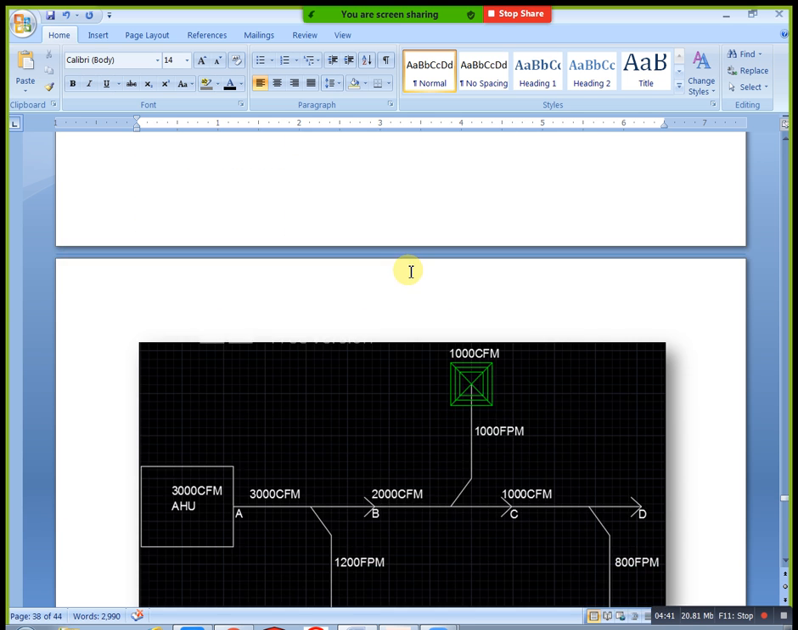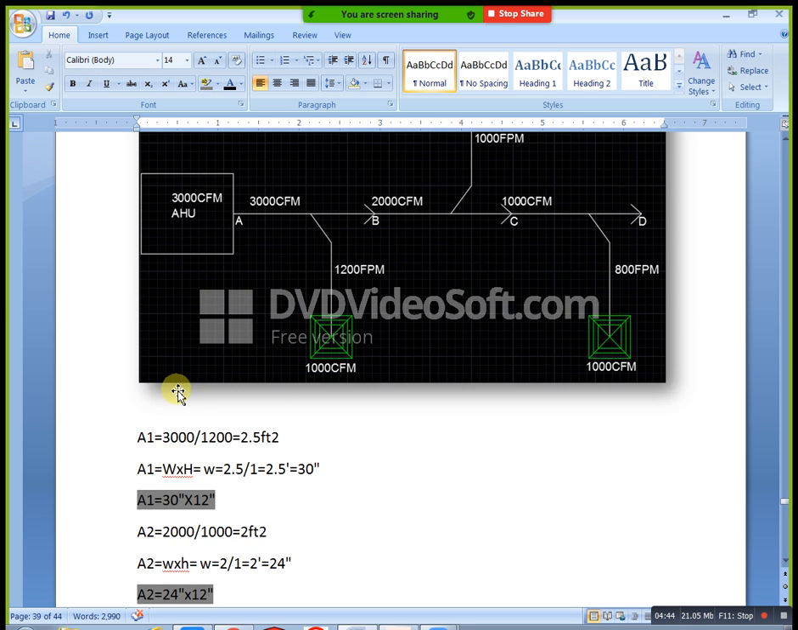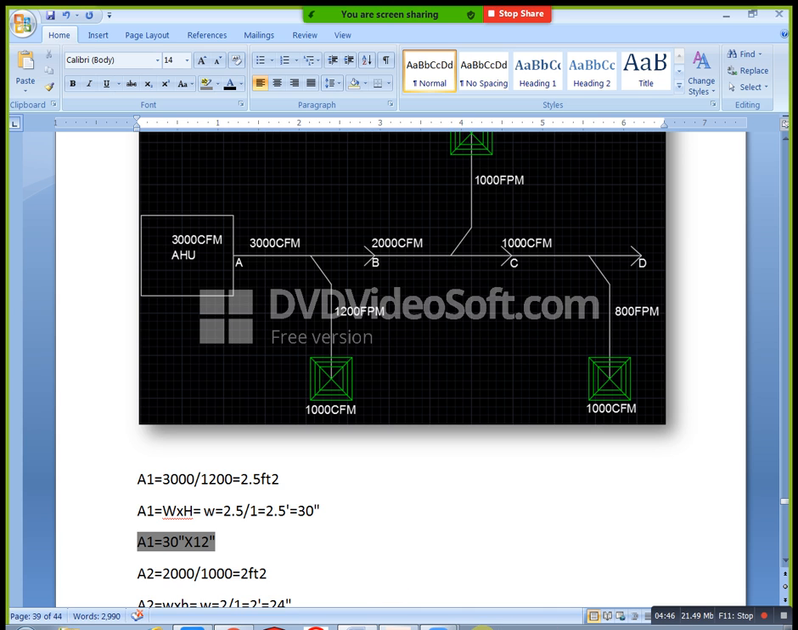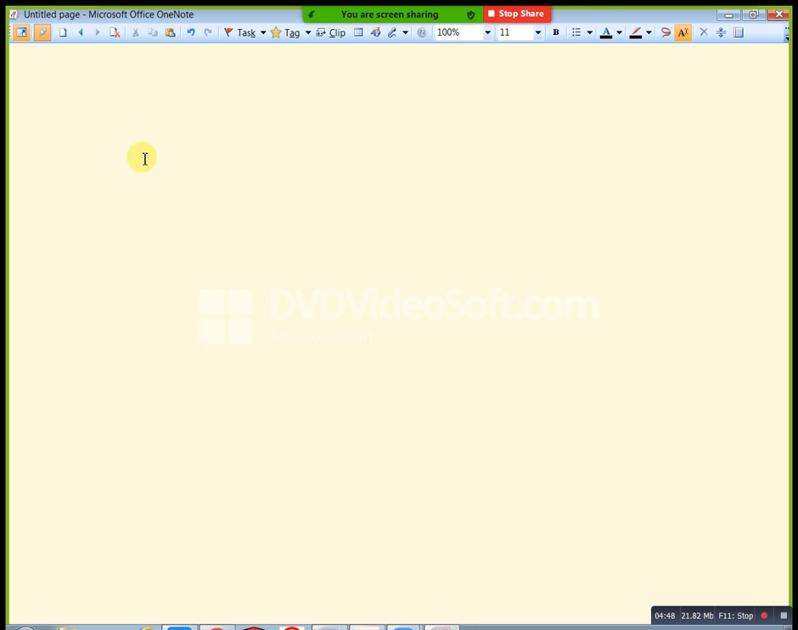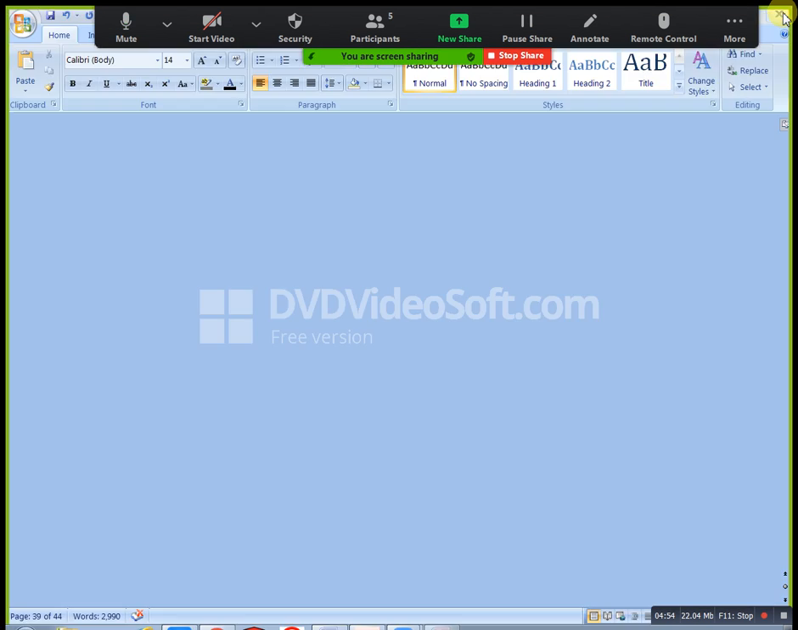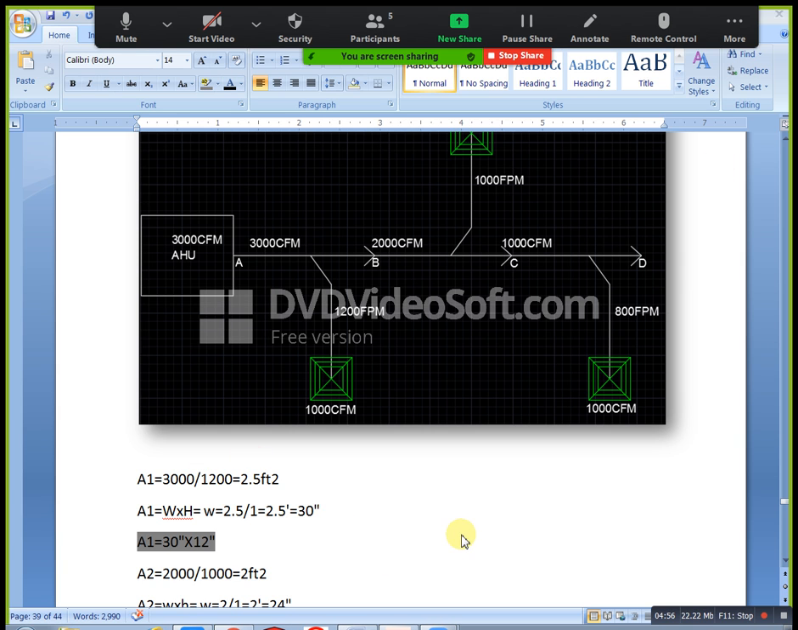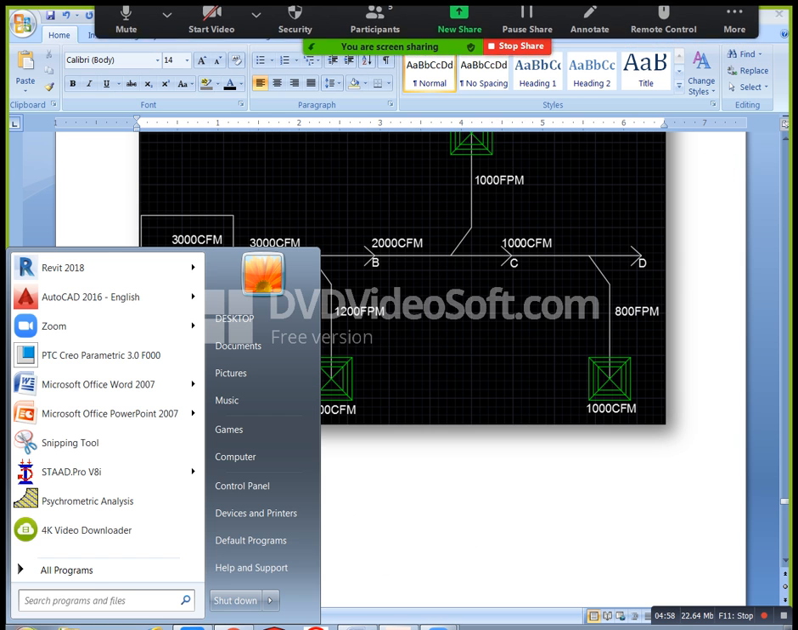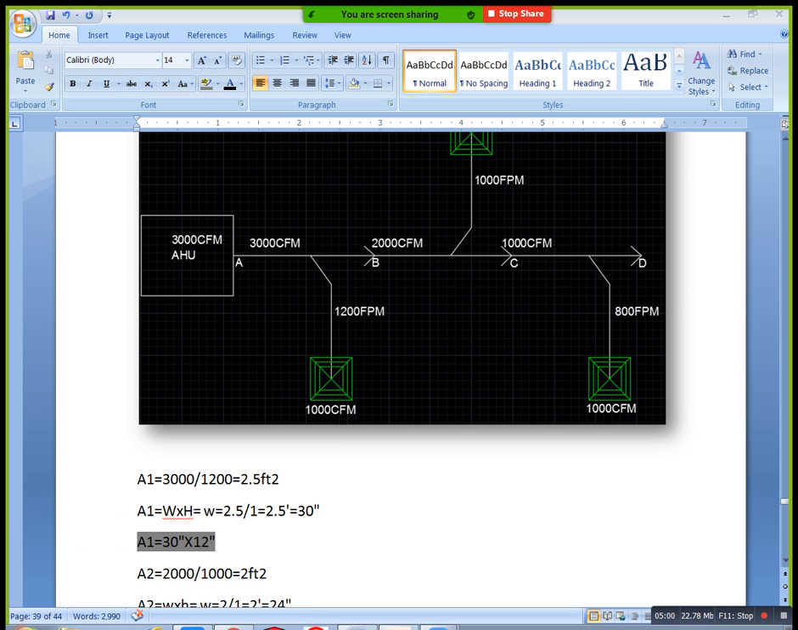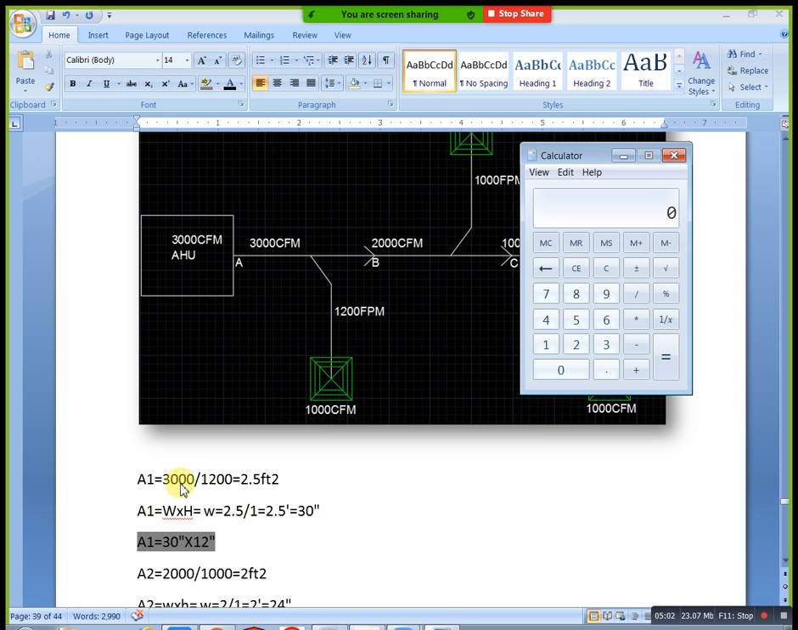How can we find our area? Directly you can mention it, or otherwise you will take a calculator directly. In that condition, A is equal to Q by V. Already we know two values. Q we already know. How much is our Q?